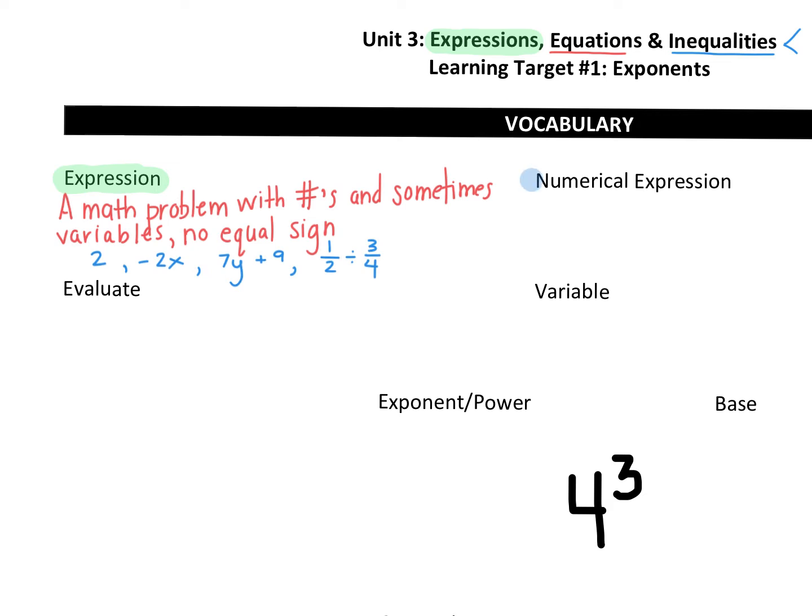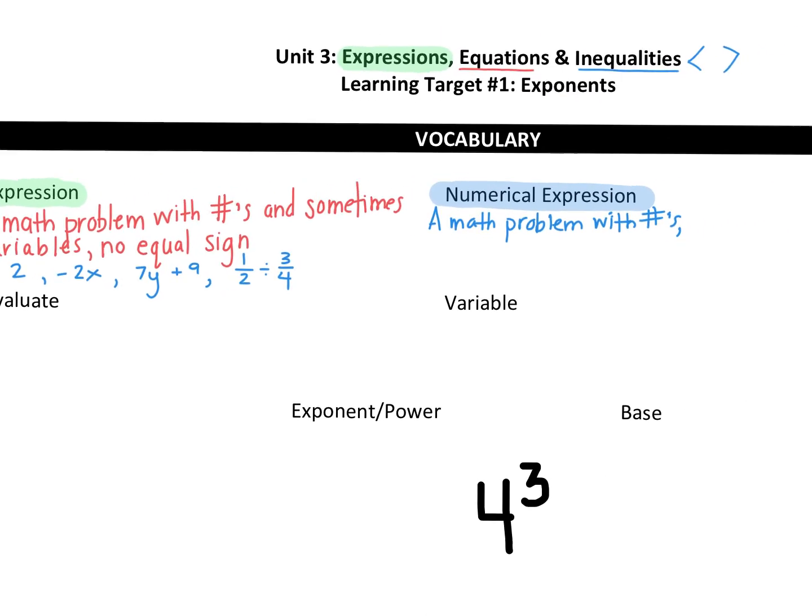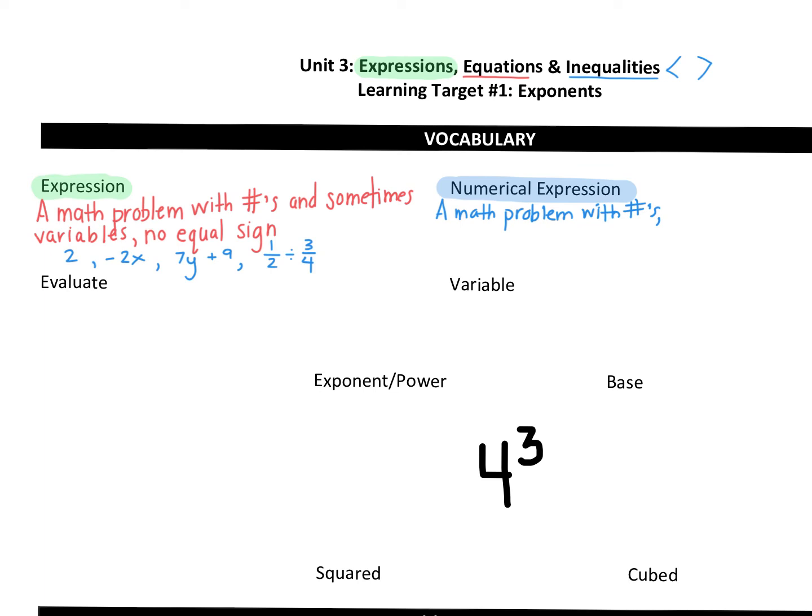Well, let's go on to the next word. So I want you to highlight that next word, which is numerical expression. So what is a numerical expression? Well, it's a math problem, but this time it only has numbers. So a math problem with numbers. And don't forget, what I write, you write. But this one, again, has no equal sign. So it's a little bit different than what an expression is.